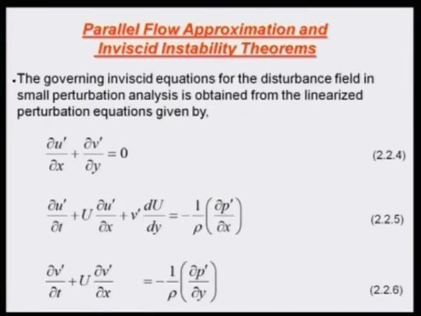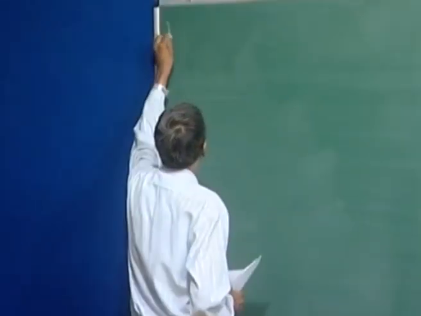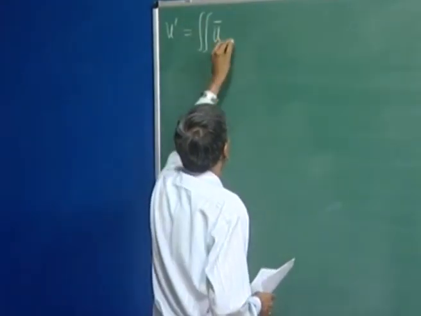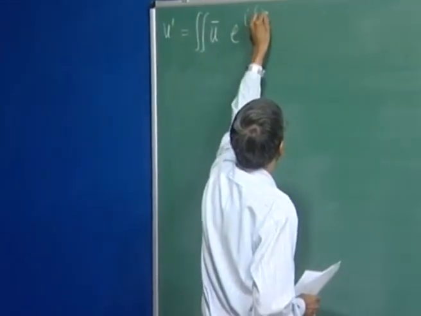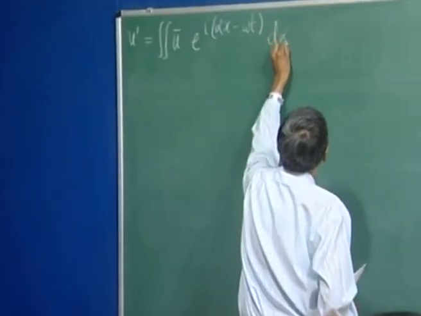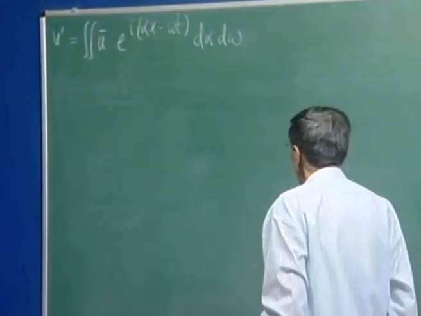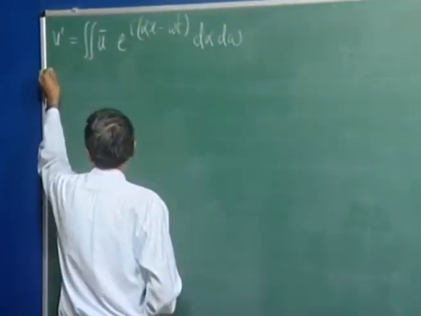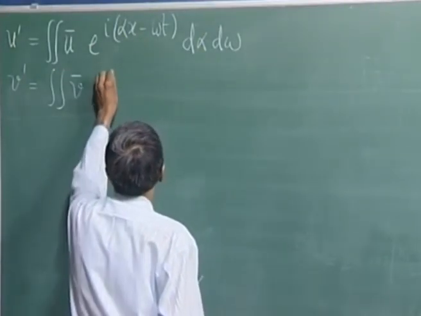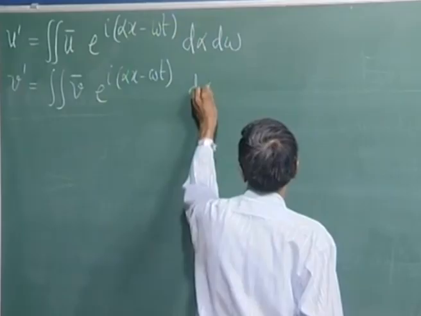So, those are the three equations that we have. Now, what we have written down is basically u prime as the double integral of u bar e to the power i alpha x minus omega t times d alpha d omega. Similarly, v prime is v bar e to the power i alpha x minus omega t d alpha d omega.